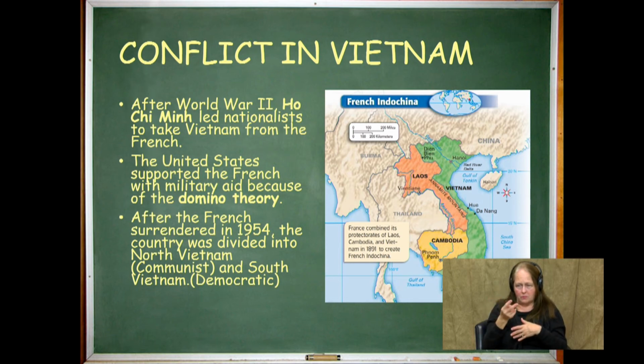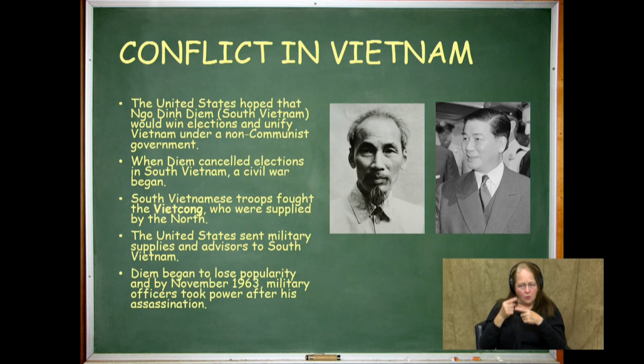We have this thing called the Geneva Accords, where they temporarily split Vietnam into North and South. The compromise called for democratic elections in July of 1956, and hopefully that would unite this country under one nation, but that's not what happened, unfortunately.